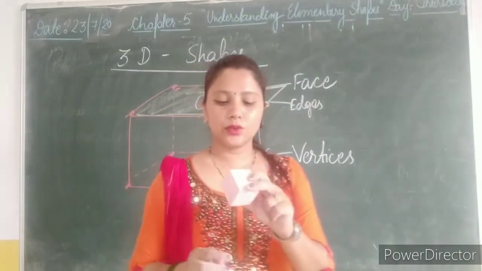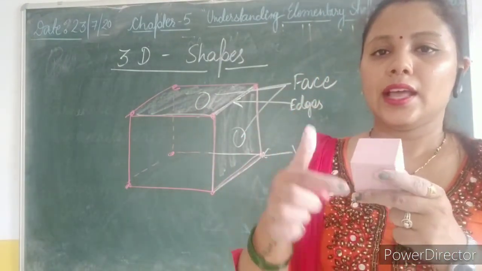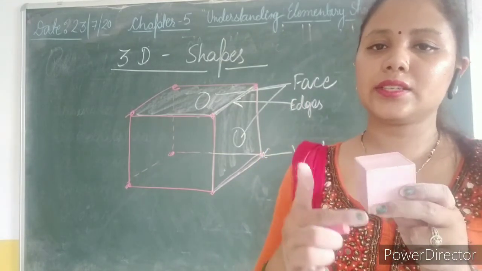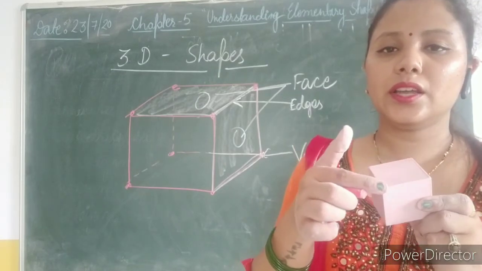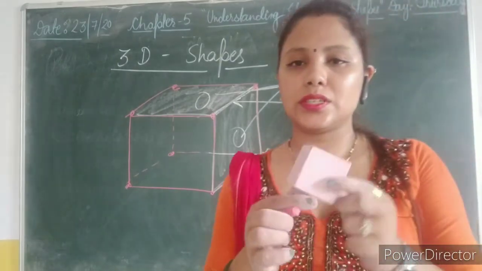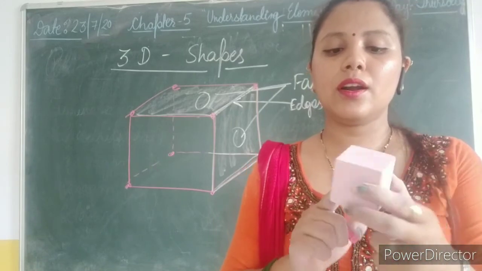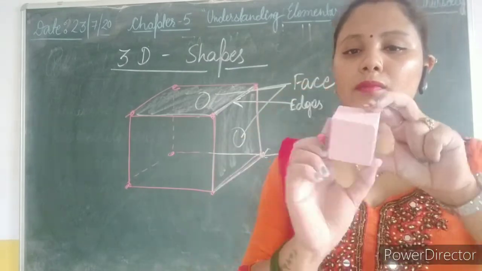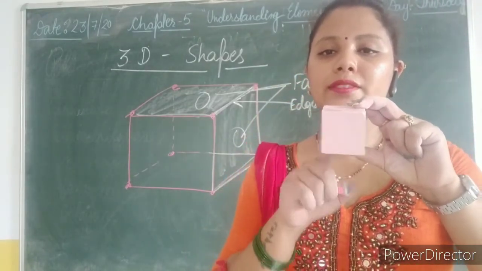And here in this cube, this one is your face, okay, that is your edge, edge, edge, and these 3 edges join together here, so that point is vertex. So here I have total 8 vertex. 1, 2, 3, 4, 5, 6, 7, 8, and 6 faces. 1, 2, 3, 4, 5, 6.